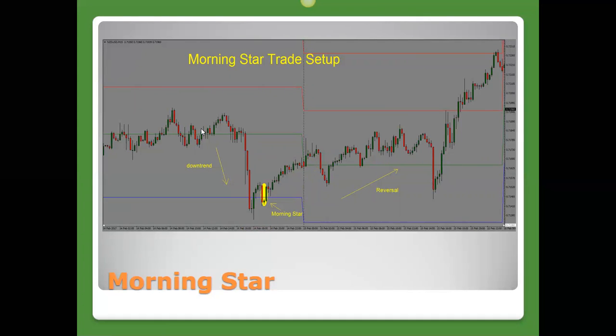Okay, so that's evening star. Again, we're looking for a downtrend, and this will be found at the bottom of a downtrend. And we're looking for morning star. We're looking for price to go higher.